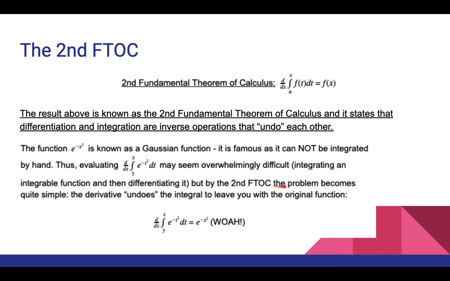But by the second fundamental theorem of calculus, the problem becomes quite simple. The derivative here is going to undo the integral to leave you with our original function. So the derivative of the integral from 3 to x of e to the negative t squared is going to be nothing more than e to the negative x squared. We end up with our original function, but now that we've evaluated at x, we replace the t with the x.